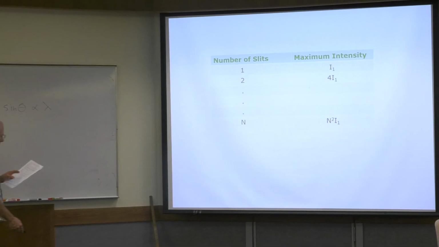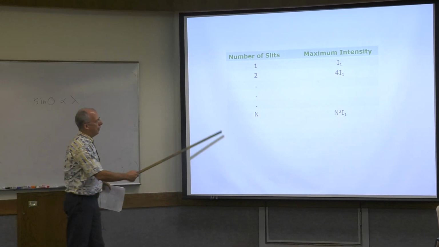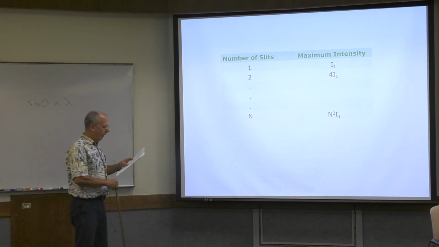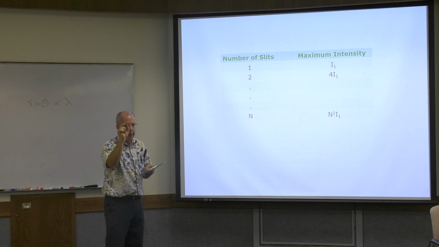But there is something called conservation of energy, right? So as you have more and more slits, the fringes get really narrow, and narrow, and narrow. They get narrower.